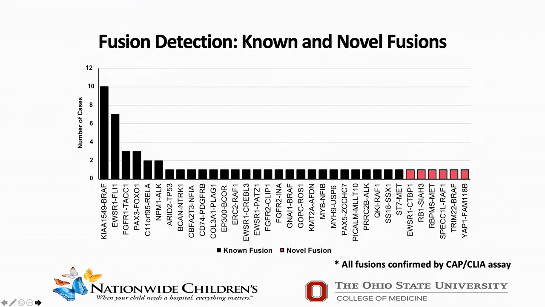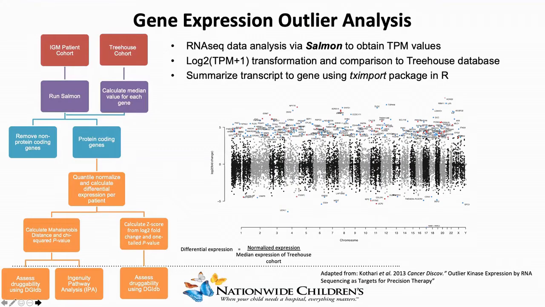This just shows you where we're at in terms of about the first 100 cases that we evaluated. You can see the different fusions listed here along the bottom, and the height of the bar is the number of cases in which these have been detected. Many of these are known fusions, but some of them are actually novel fusions. And all of the fusions shown here are confirmed by our CAP-CLIA assay, so they can be written into the patient's medical record and used for care if needed.